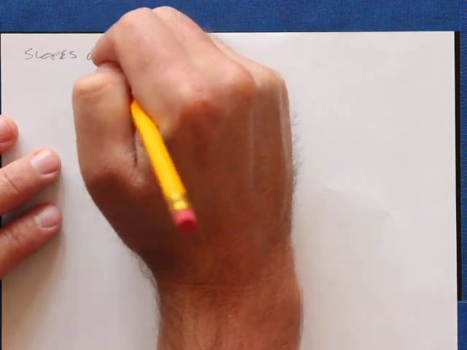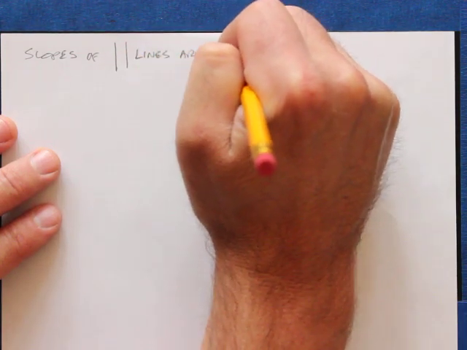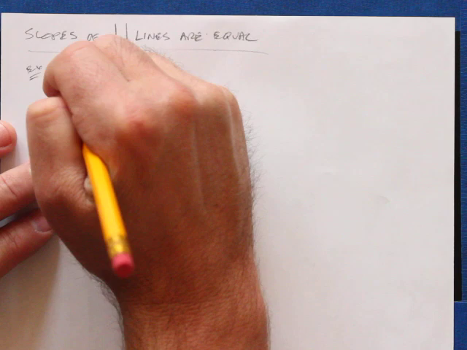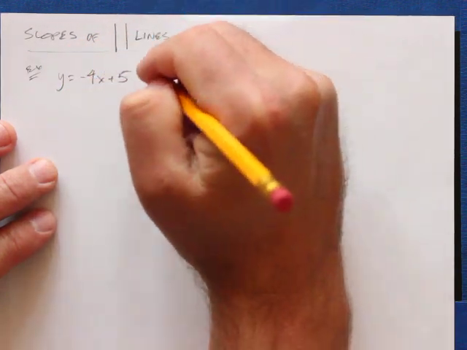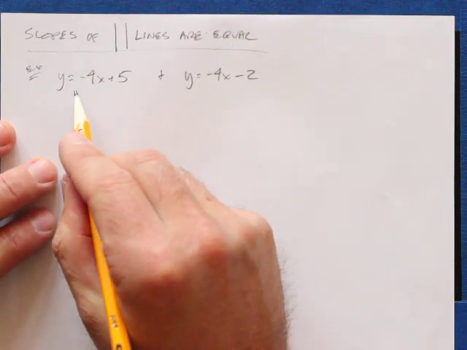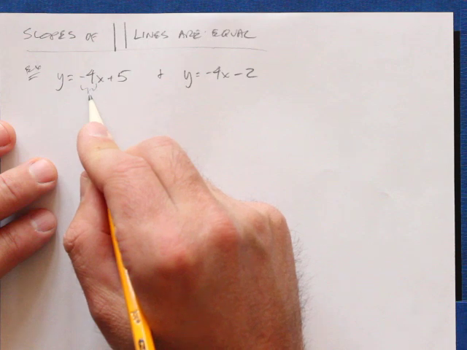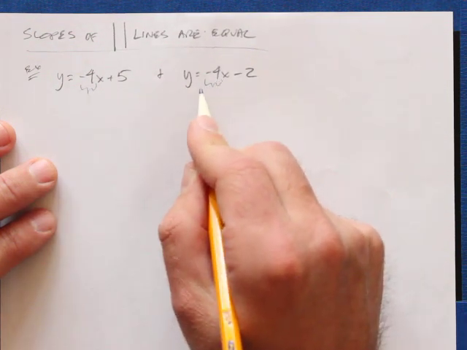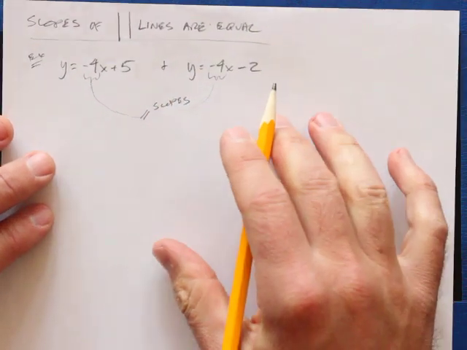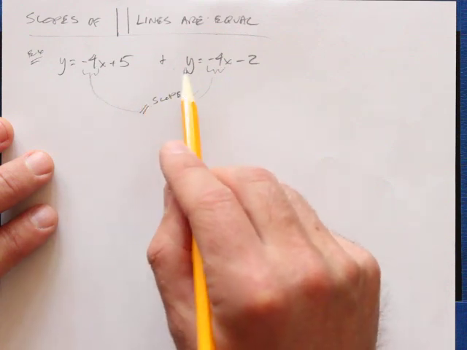Slopes of parallel lines are equal. So here's my example. y equals -4x plus 5 and y equals -4x minus 2. This is slope-intercept form, y equals mx plus b. My slope is right here, that's my m. And right here, -4, notice they're both the same. So I've got equal slopes, and so this is an example of parallel lines. These equations represent parallel lines.